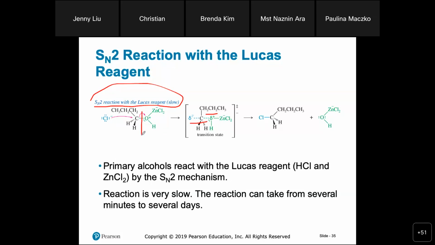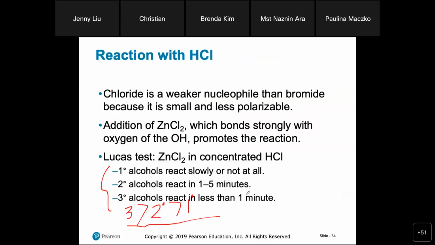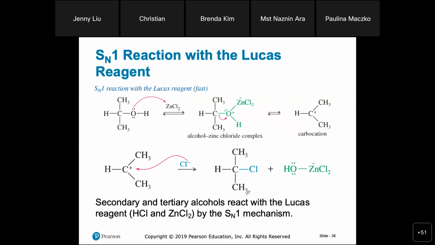When oxygen leaves, oxygen will take the electron because oxygen is more electronegative than carbon. As a result, the carbon will make a new bond with the chlorine, and the other part will remain. This will be the transition state. However, this reaction is very slow. Primary alcohol reacts with Lucas reagent by SN2, and the reaction is very slow. It can take from several minutes to several days. So primary alcohol works through this, but secondary and tertiary, now let's see.